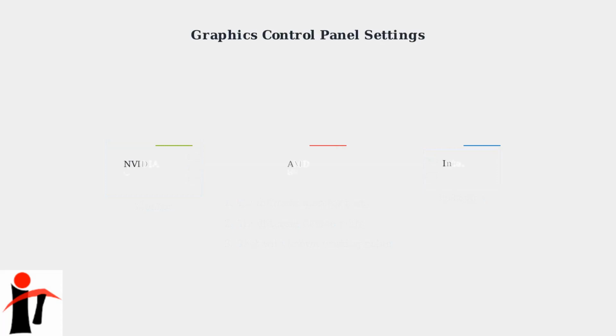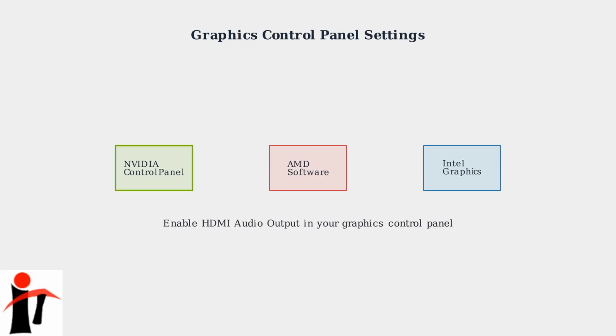Check your graphics control panel to verify HDMI audio output is enabled. This applies to NVIDIA Control Panel, AMD software, or Intel graphics settings. Audio over HDMI can be disabled in these control panels, even when Windows shows the device.